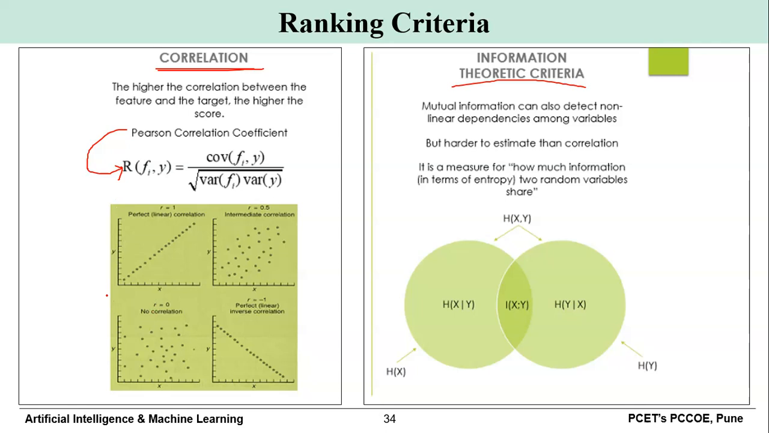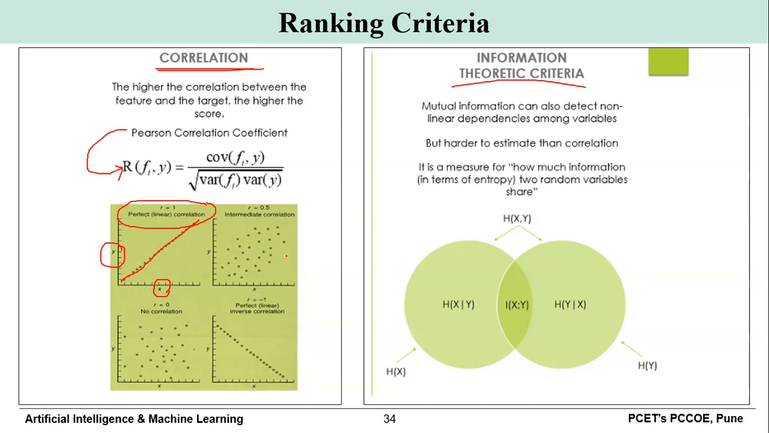For example, in the first figure you can see there are two variables. The first one is X, the second one is Y. The data points are plotted on the X-axis and Y-axis, and here you can see a straight line is observed. For that, the value of R is 1. So we can say that the variables X and Y are strongly correlated.